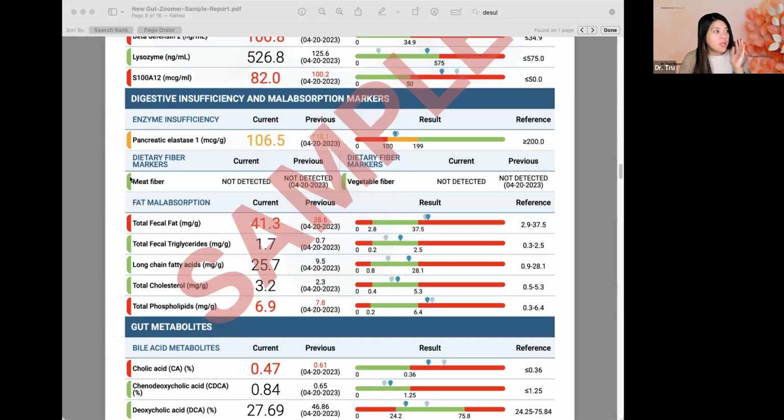So you also see here that there are meat fiber and vegetable fiber. If your test shows that it's detected, that means that the stool has meat fiber that wasn't broken down properly. So that is an indicator that you don't have enough stomach acid to break down all the meat in the stomach. So digestion, if you remember from our first module, digestion of protein takes place in the stomach where there's a lot of stomach acid.